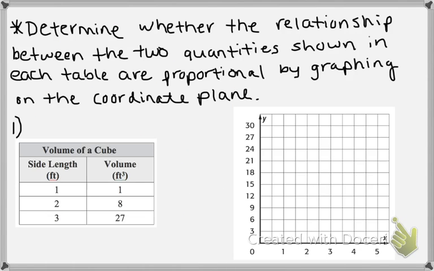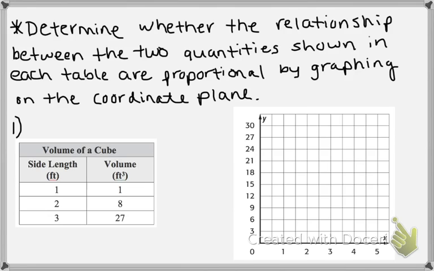Okay, so it says, determine whether the relationship between the two quantities shown in each table are proportional by graphing on the coordinate plane. They gave us a table with two quantities, and a coordinate plane labeled x and y. So this table is the volume of a cube. The two quantities are the side length in feet and the volume in feet cubed.